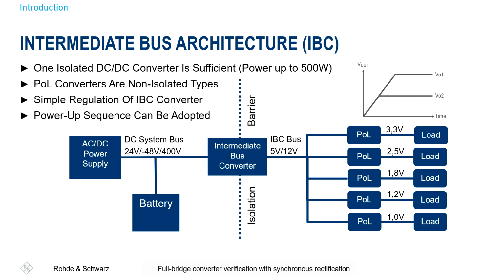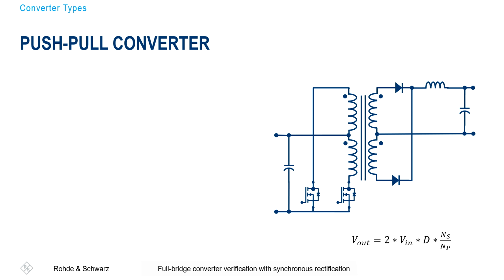The question is now, we have defined this intermediate bus converter. What kind of converter could be used for that purpose here? I want to give you some examples. This is one, the so-called push-pull converter, where we have, of course, a transformer as a central part. And then we have two low side switches here, and a rectifier at the output with two diodes. And that's it actually with the structure.